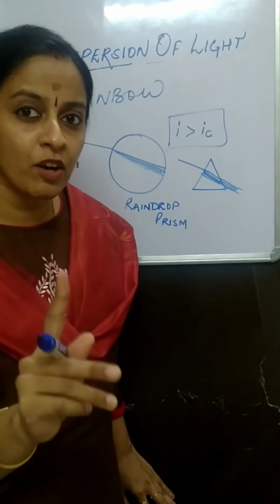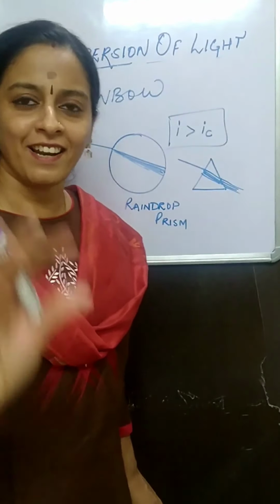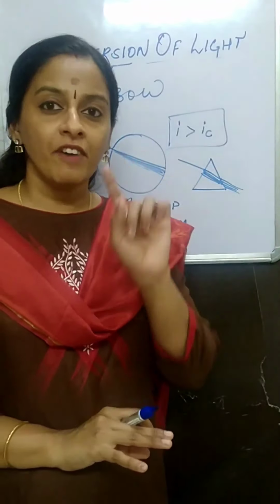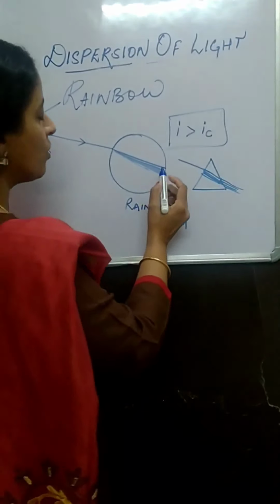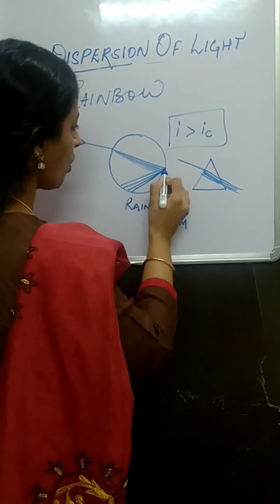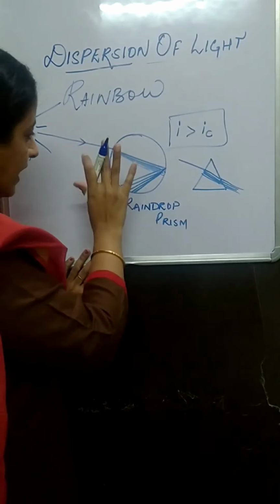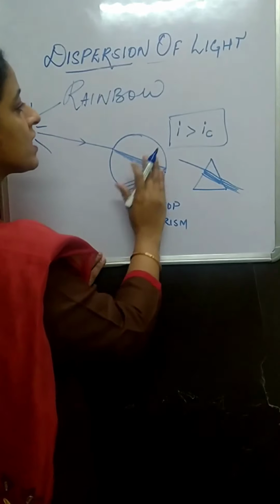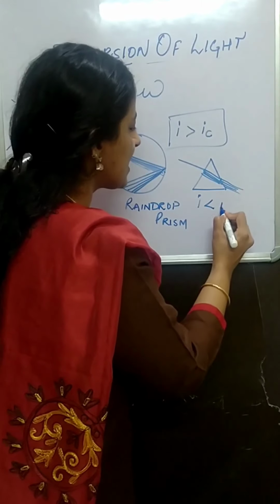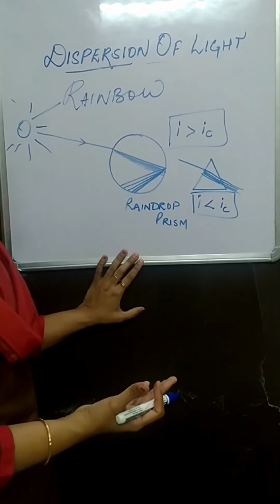When the angle of incidence is greater than the critical angle, what will happen? Total internal reflection. That is the reason why I taught you total internal reflection before. When total internal reflection takes place, all the light will get reflected back. All those 7 colors get reflected back. Now at this point, the angle of incidence is not greater than the critical angle. The second time here, the angle of incidence is less than the critical angle. Now what will happen? Again refraction takes place.